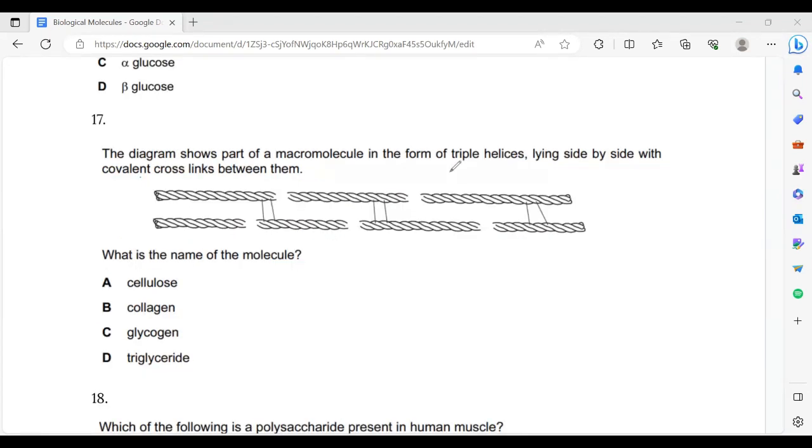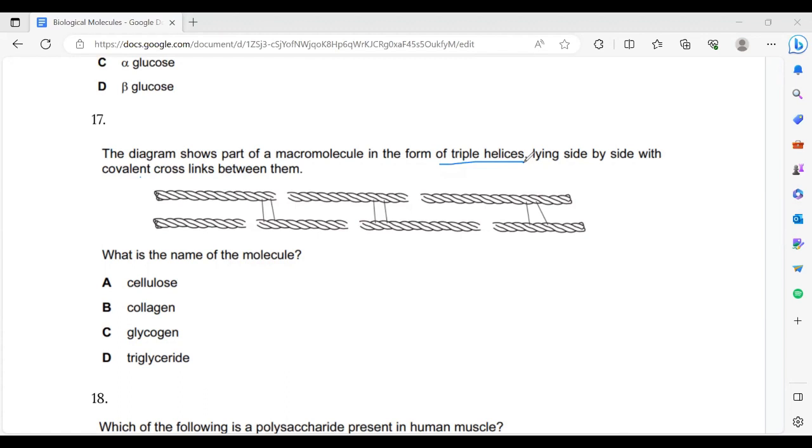Now let's deal with question number 17. The diagram shows a part of a macromolecule in the form of triple helices, lying side by side with covalent cross links between them. So here, underline the keywords in the first place. When you're reading a question, keep a pencil and underline the keywords.